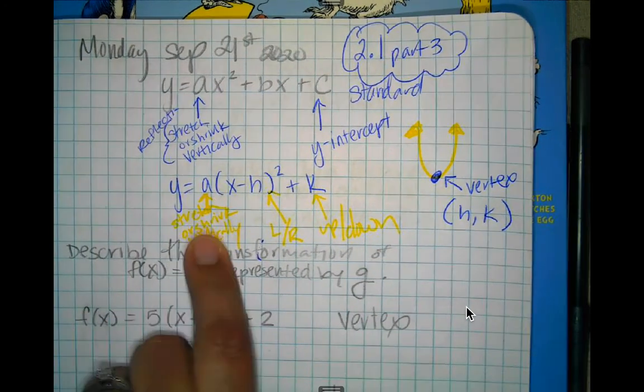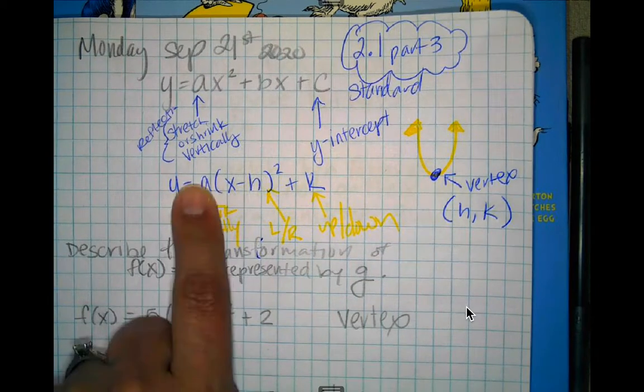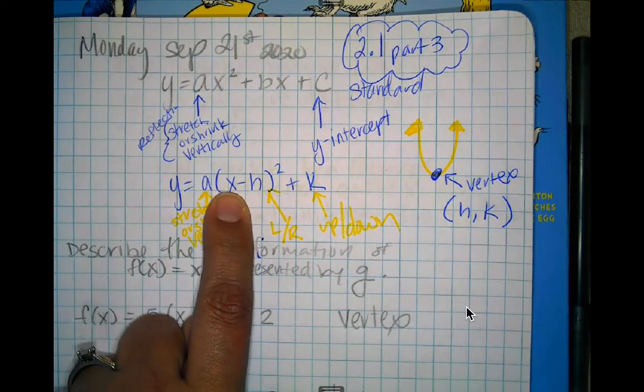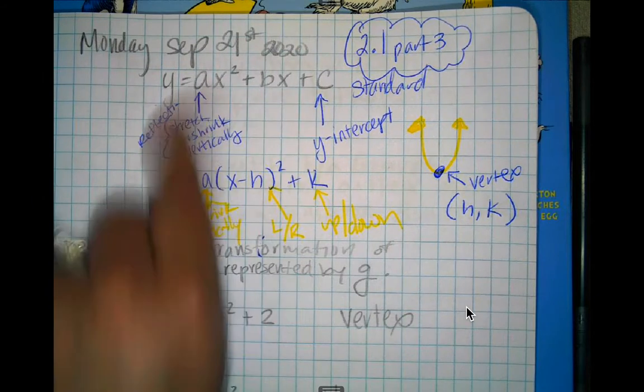Again, if a is negative, it's a reflection over the x-axis. But if the x is negative, it's a reflection over the y. Things get a little bit more complicated with that up here.